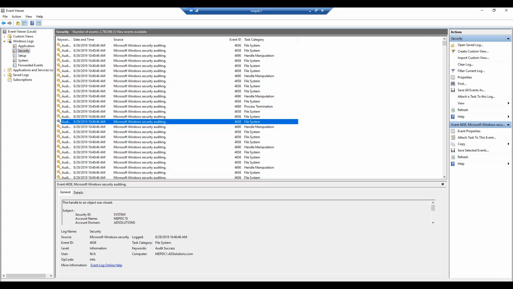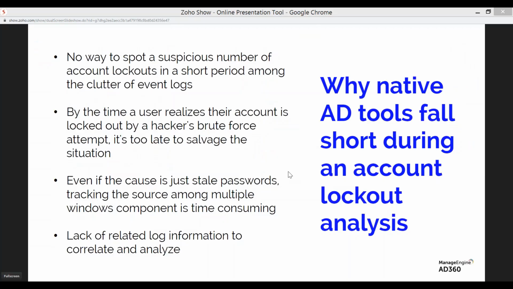Going forward, let me quickly show you one more thing. We would need a tool that can give you access to reports, a tool that can give you clear-cut information on what was the cause and what was the effect, and that is exactly what I'm going to show you in a bit. Just a quick second. So we just understood why it is difficult to find out lockouts.